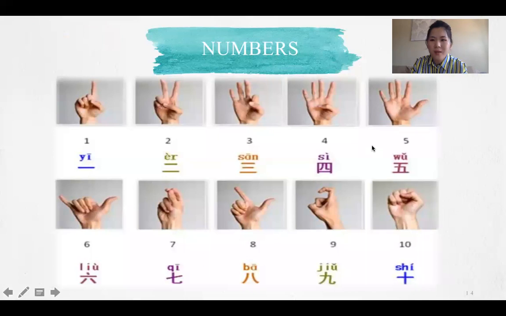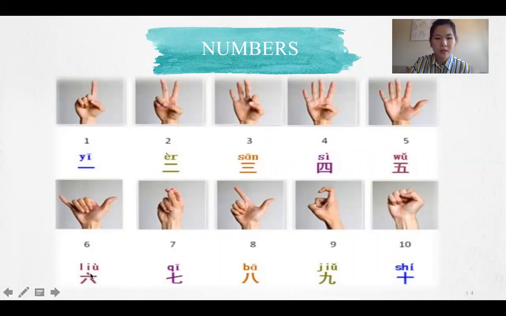Now, we talked about numbers yesterday, right? Let's see if you still remember how to say from 1 to 10. First one: 1, 2, 3, 4. So this one, don't say it flat. It's 4, like you have a sound. 4. Okay? This one, 5.